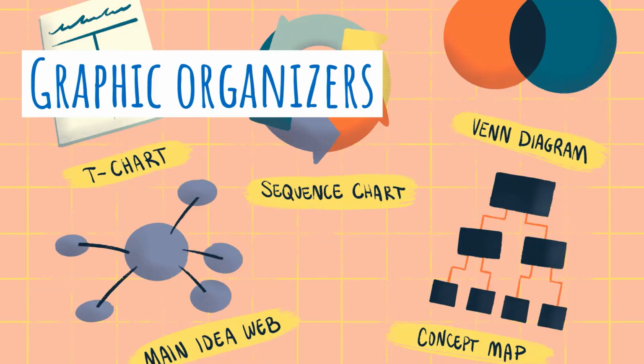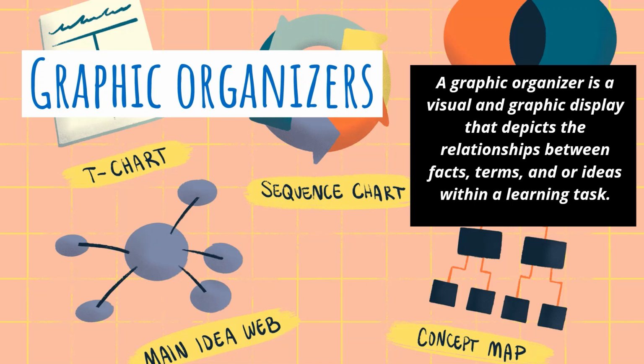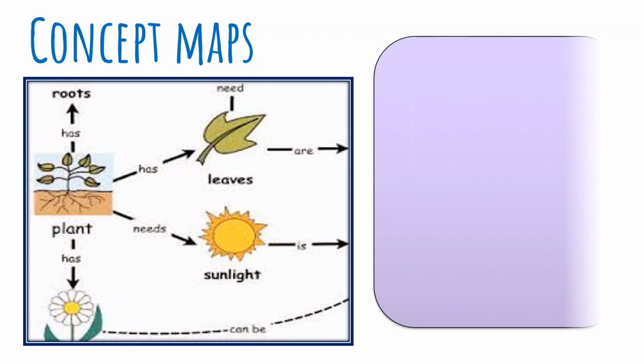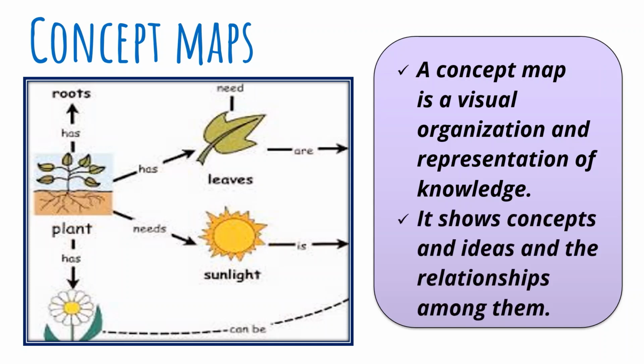Now these are examples of graphic organizers. We have the T-chart, the main idea web, and others. A graphic organizer is a visual and graphic display that depicts the relationships between facts, terms, and/or ideas within a learning task. Next we have concept maps. A concept map is a visual organization and representation of knowledge. It also shows concepts and ideas and the relationships among them.